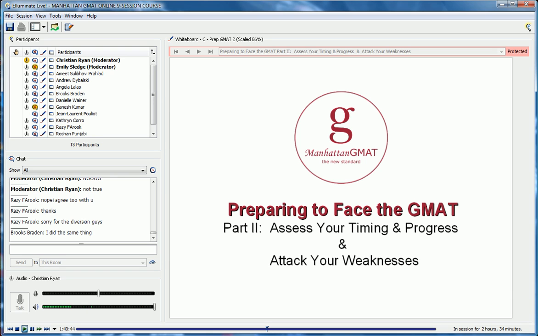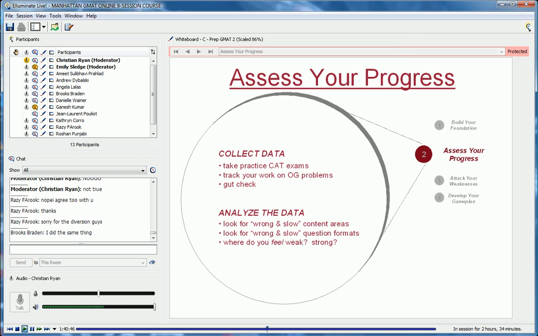What I want to make sure that you're doing by this point is assessing your progress, and there are a couple of different aspects to that process. One is that you're collecting data. You should have taken a couple of practice exams by now. You could also be tracking your work on OG problems using, for instance, our Excel sheet, the OG tracker. And don't forget your gut check. What do you feel good about? And that's really where the analysis comes in.